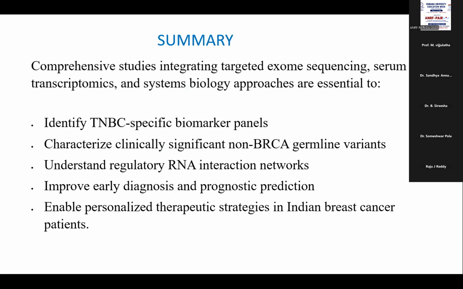So, in summary, comprehensive studies integrating targeted exome sequencing, serum transcriptomics, and systems biology approaches are very essential to identify the TNBC-specific biomarker panels and characterize the clinically significant non-BRCA germline variants too, understand the regulatory RNA interaction networks, and improve the early diagnosis and prognostic prediction, enabling personalized therapeutic strategies in Indian breast cancer patients.